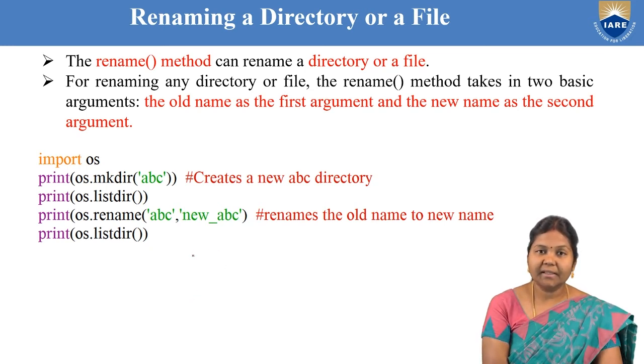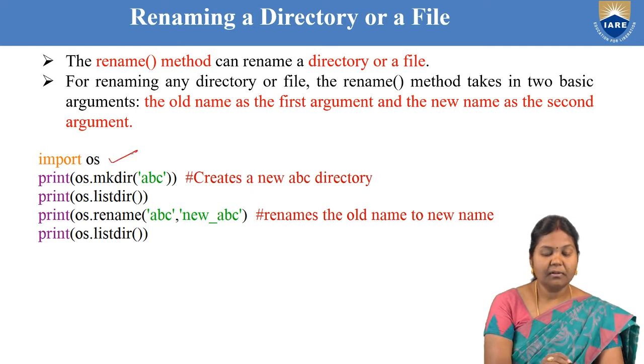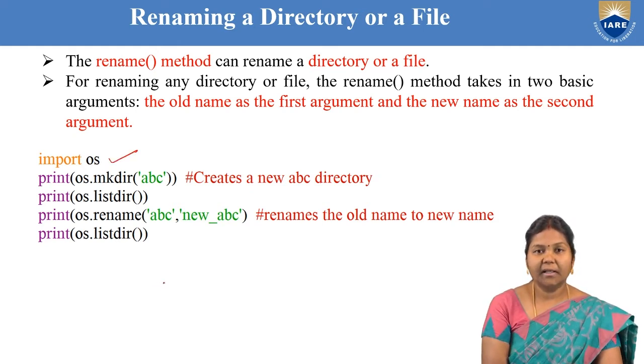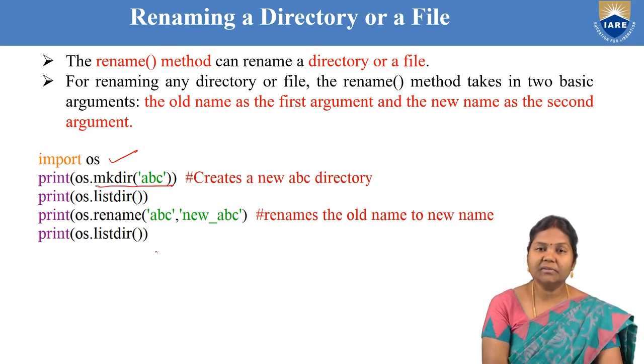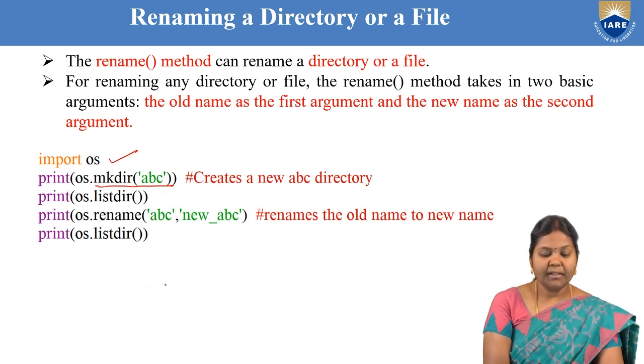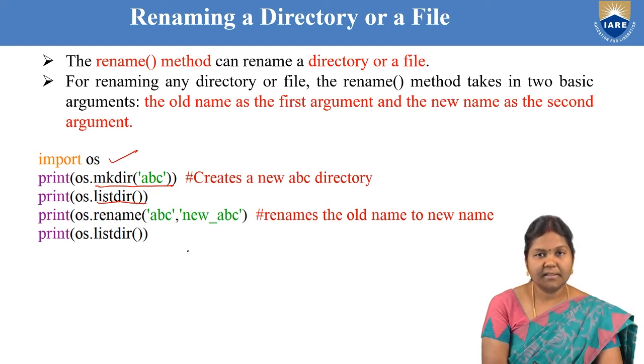Now let us see one example of how to rename an existing directory. First of all, import the OS module. The rename method is there. So first let us create a directory. os.mkdir abc. So this will create one abc directory in the current working directory. Now let us check whether it has been created or not by writing listdir.